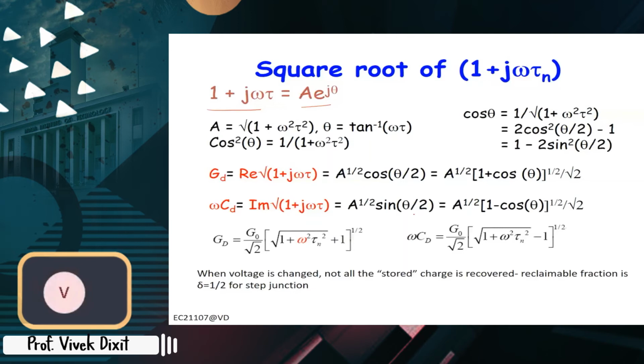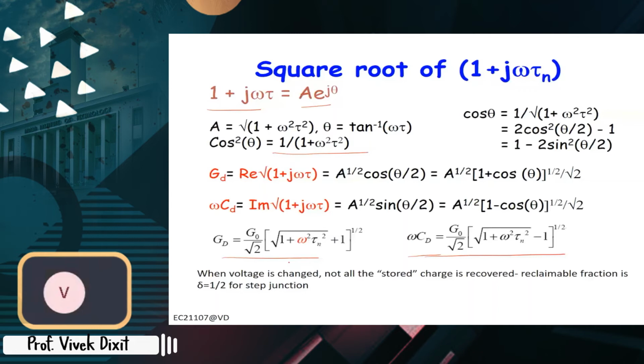And cos theta by 2 can be written in terms of 1 plus cos theta, and cos theta you can estimate as 1 over square root of 1 plus omega square tau square. And when you substitute, you get some expression like this. And if you notice here, the real part is the conductance, the imaginary part is the capacitance, j omega. So if you substitute here omega equal to 0, for DC, what will happen?